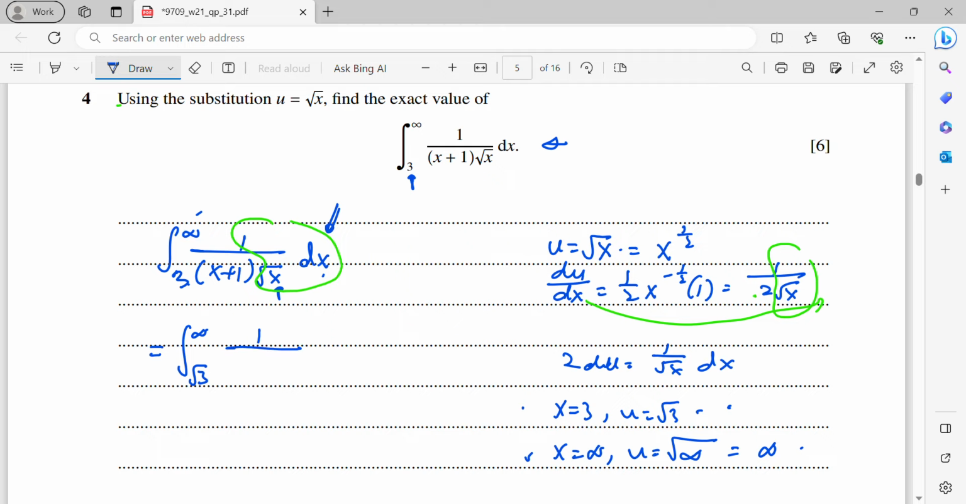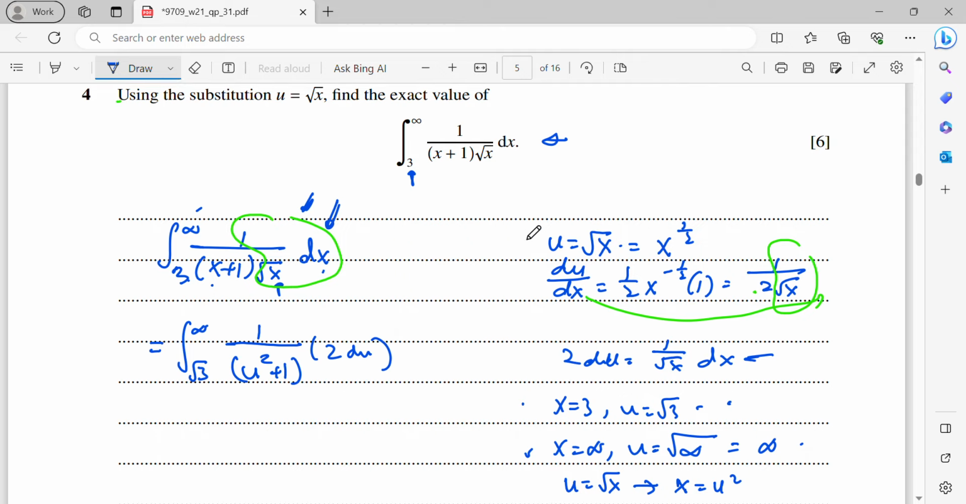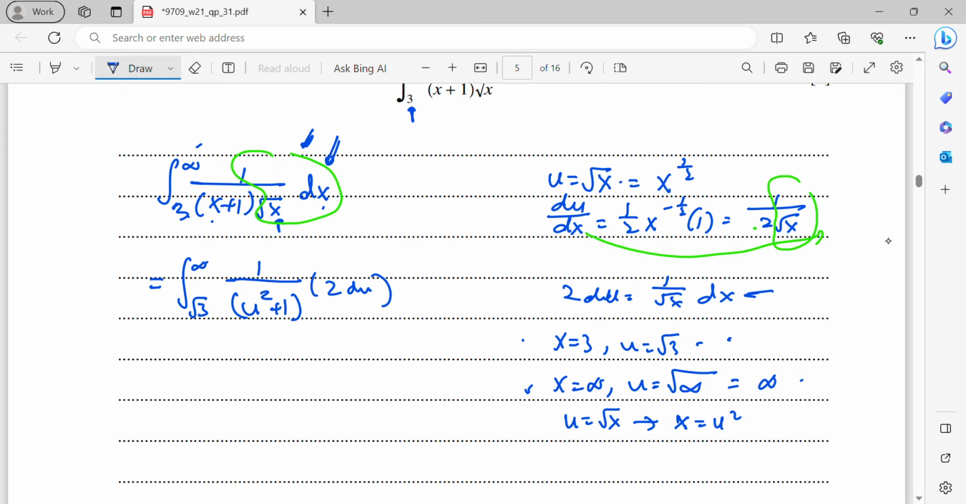Then 1 over, okay, now the x here. Now, your u is square root x. That means your x is u squared. So I will change to u squared plus 1. And then this green color, I will change to 2 du. Okay. So now I will rewrite. It's going to be the integral from square root 3 to infinity of 2 over (u squared plus 1) du.